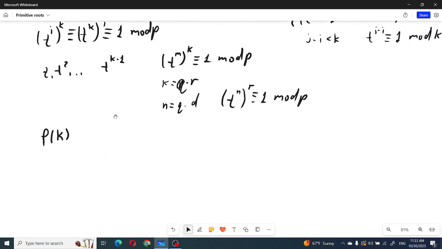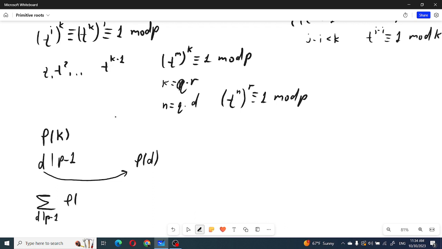And how many numbers may have an order like this one? Because we know that every order d divides p minus 1, and for every d we will have at most phi of d numbers which have order exactly d. Then if we take the sum over all d dividing p minus 1 of phi of d, this number equals p minus 1. This is the Gauss formula, and these are the numbers which have exactly d as their order.